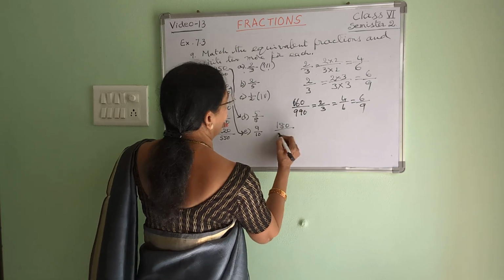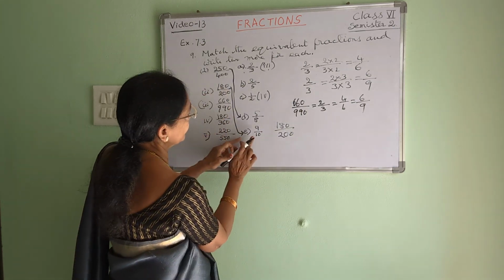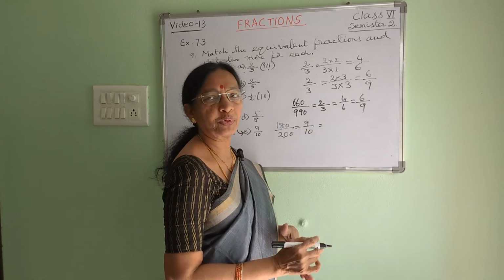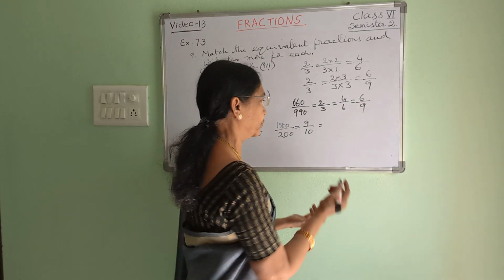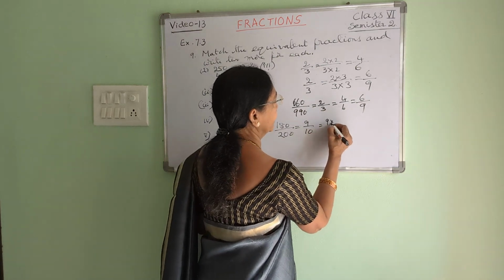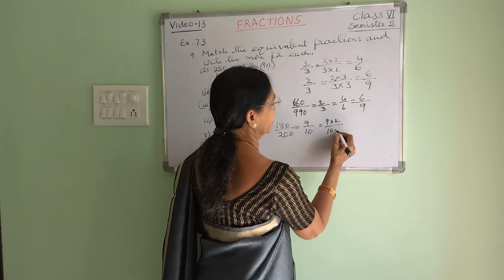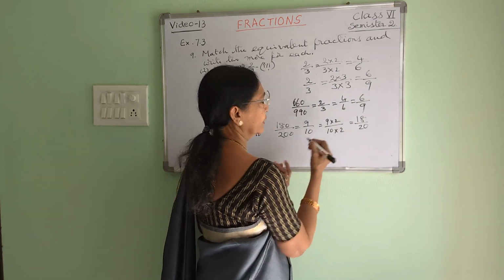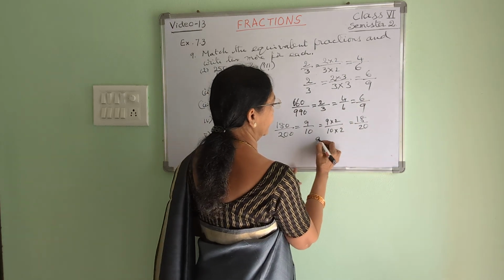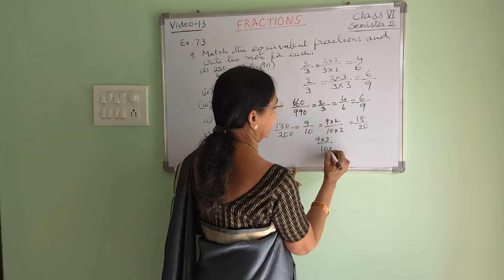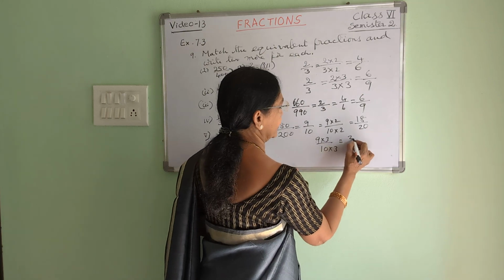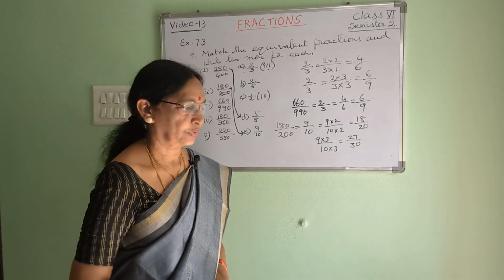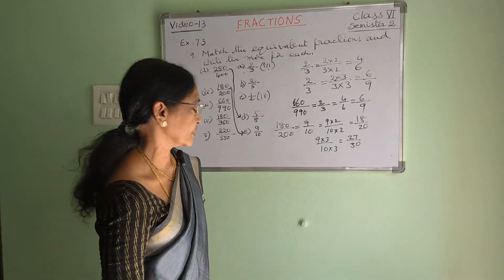180 by 200 is equal to 9 by 10. So that is equal to multiplying both the numerator and denominator by 2. 9 into 2 is 18, by 10 into 2, 20. 18 by 20. Again multiplying by 3: 9 into 3 by 10 into 3, that is equal to 27 by 30. Thus we have two other equivalent fractions.